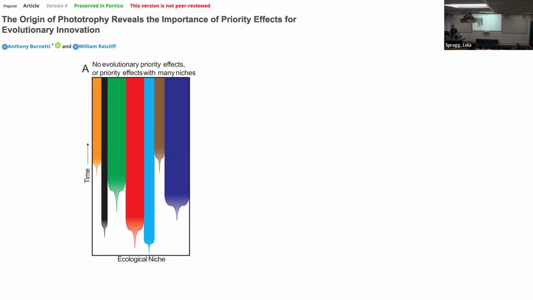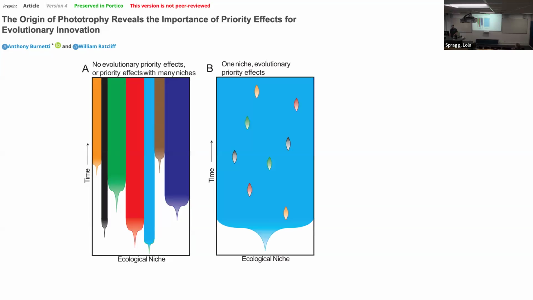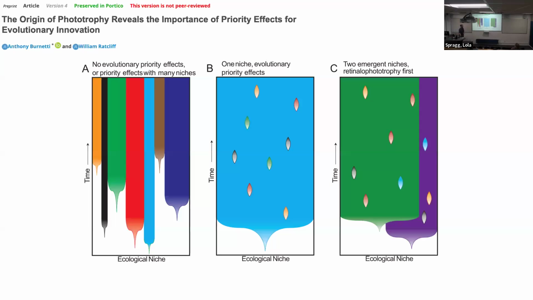That's for anything that's evolved many times, like flight is an example of this. But this is the alternative where there's one niche and evolutionary priority effects are dominating. So it could be that the first lineage to make this transition rapidly saturates the available niche space to the point where no other up and coming lineages can break into that niche space. It's been absolutely saturated.